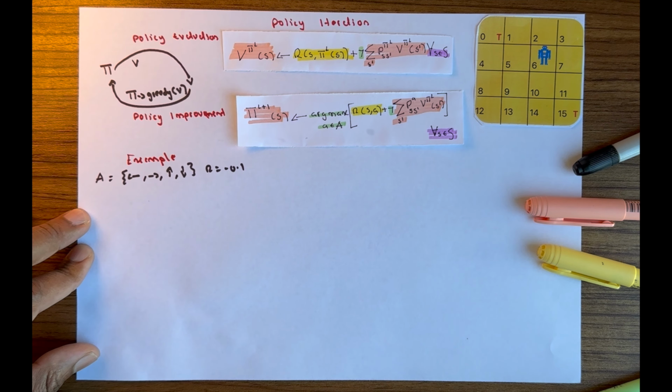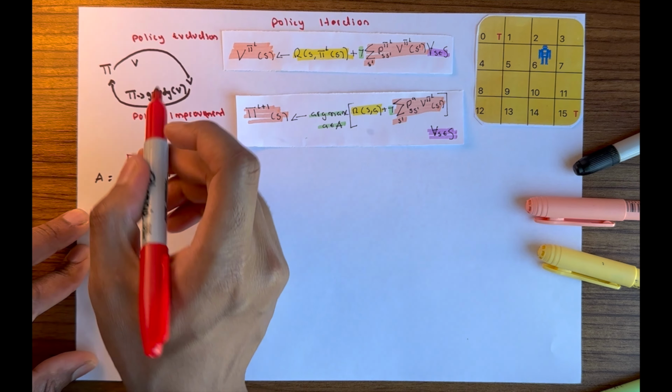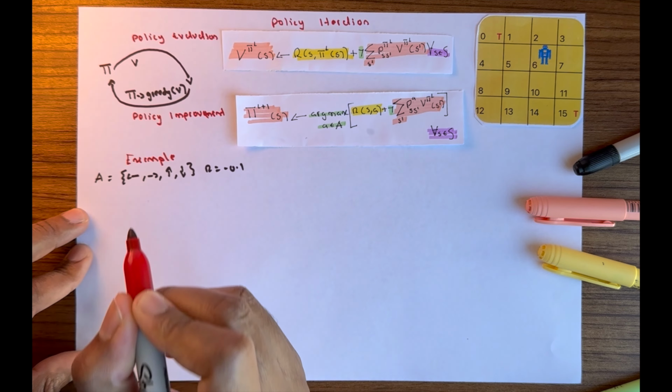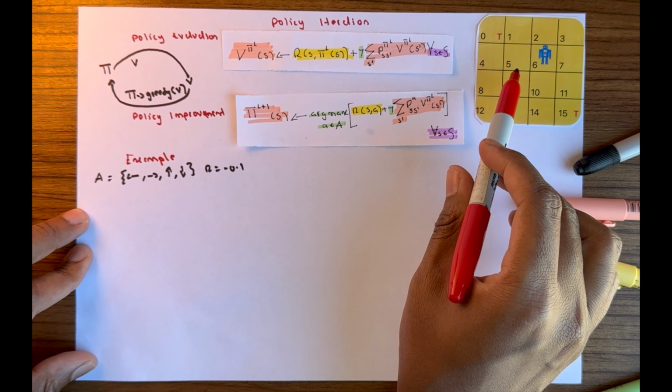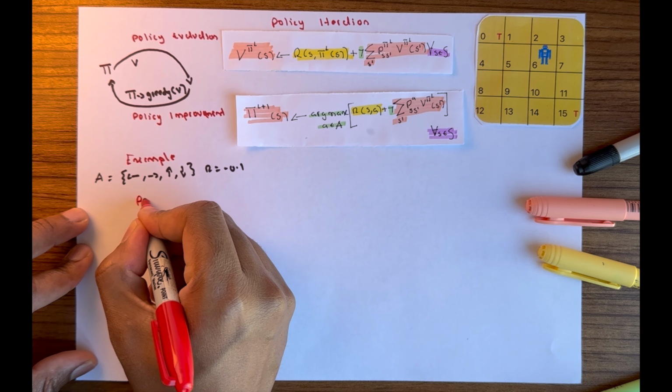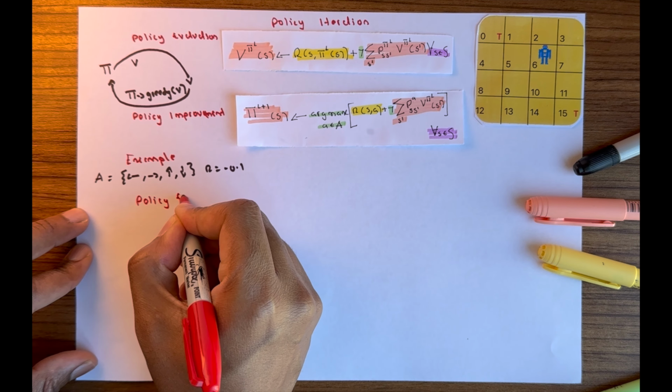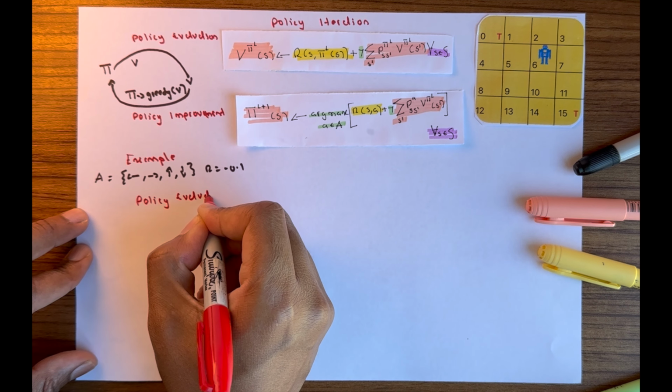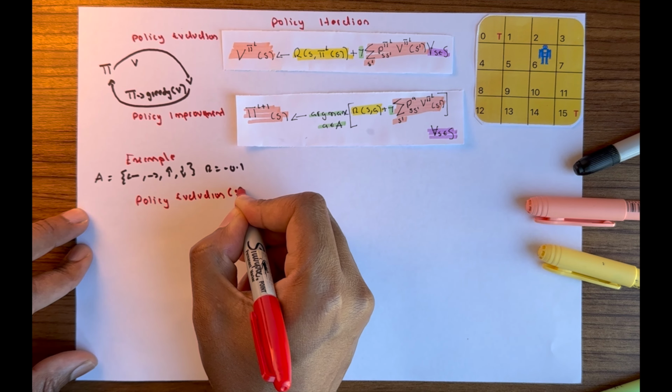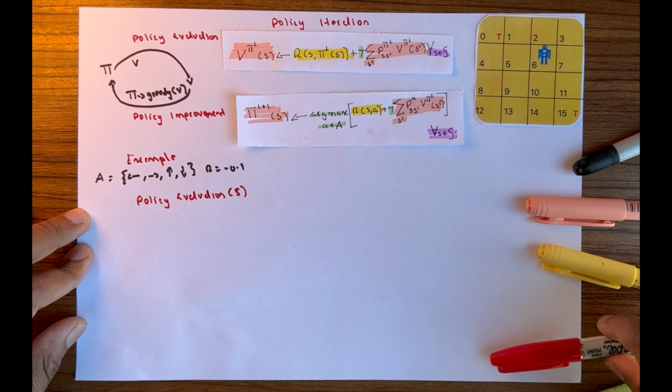Now, let's start with this policy evaluation for states. Let's pick state 5. So policy evaluation, state 5.